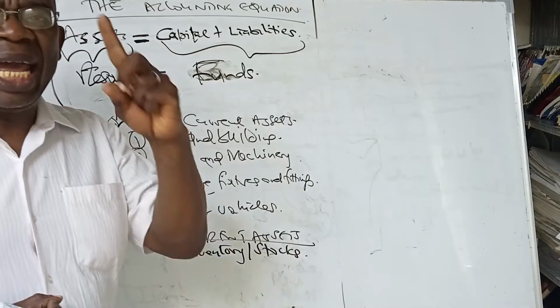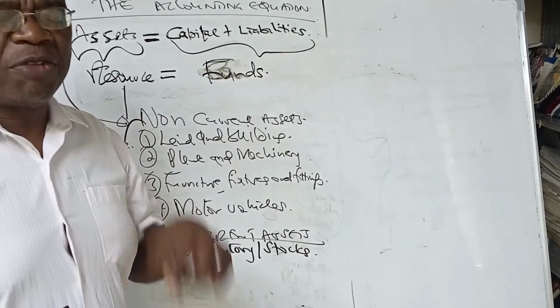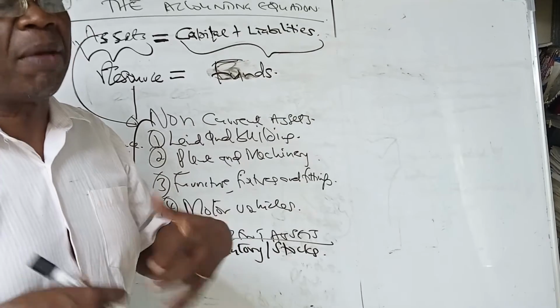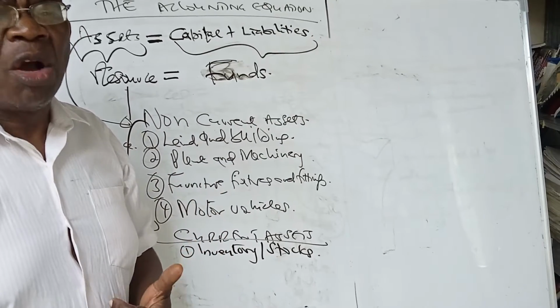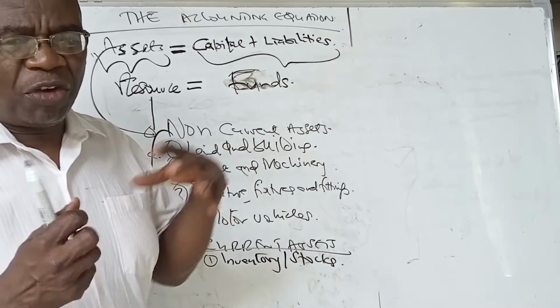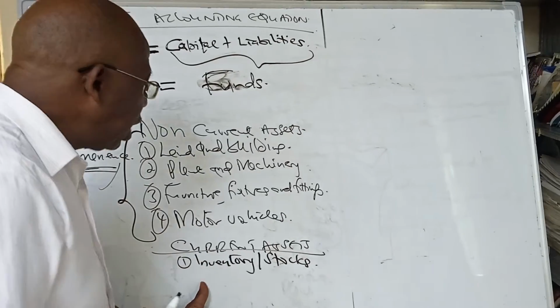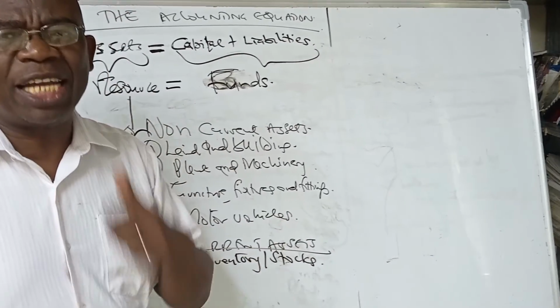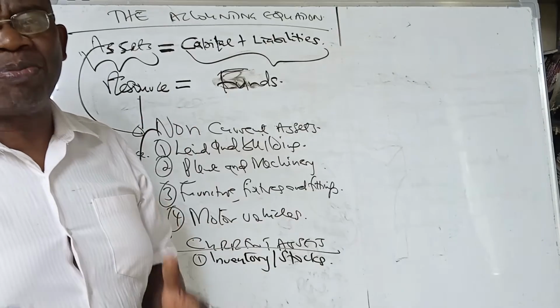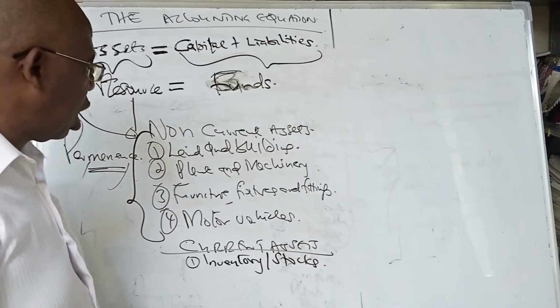If we buy and sell phones, then our inventory is the phones. If we buy and sell chairs, chairs will be our inventory. If we buy and sell clothes, clothes are our inventory. Whatever the business buys to sell is called inventory.